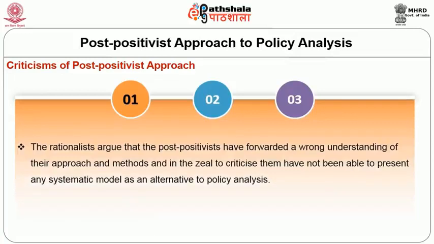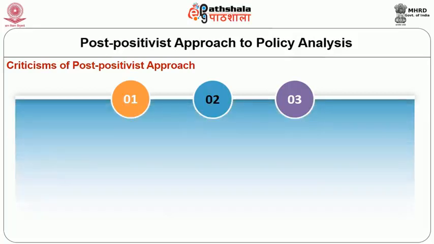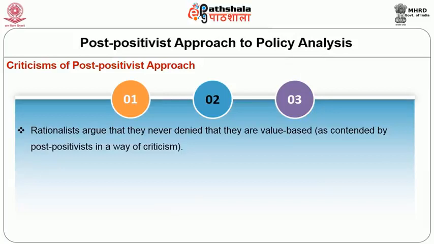Firstly, the rationalists argue that the post-positivists have forwarded a wrong understanding of their approach and methods, and in the zeal to criticize them, have not been able to present any systematic model as an alternative to policy analysis. Secondly, rationalists argue that they never denied that they are value-based, as contended by post-positivists in a way of criticism.